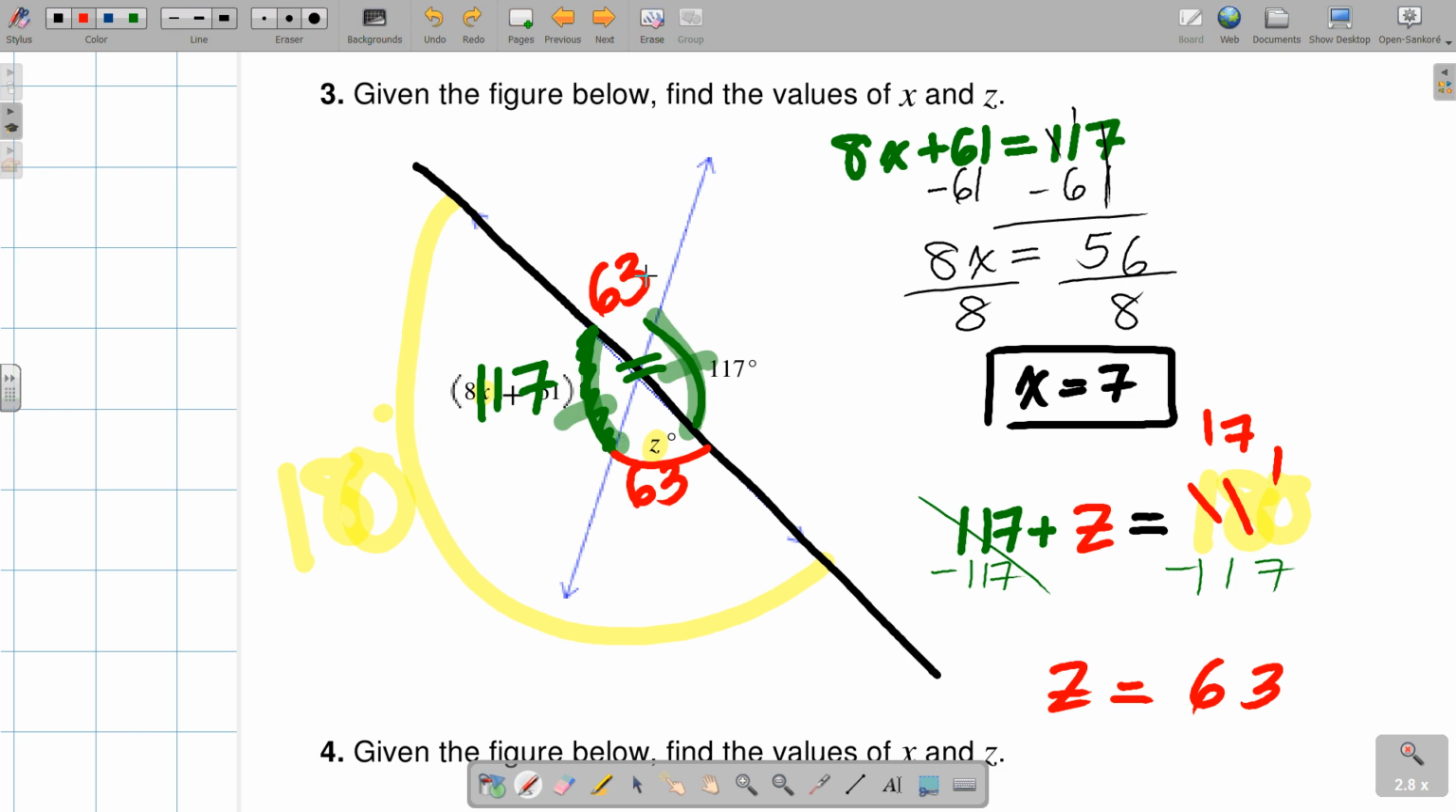So we have vertical angles, and the yellows, those are called linear pairs. So the green here, those are called vertical angles. And then the yellow, this is called a linear pair.